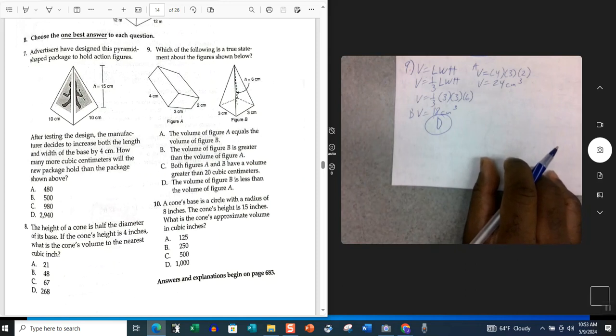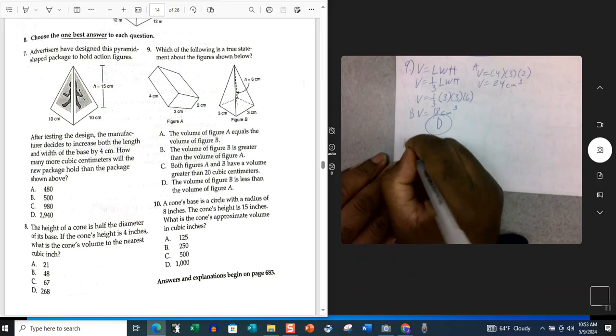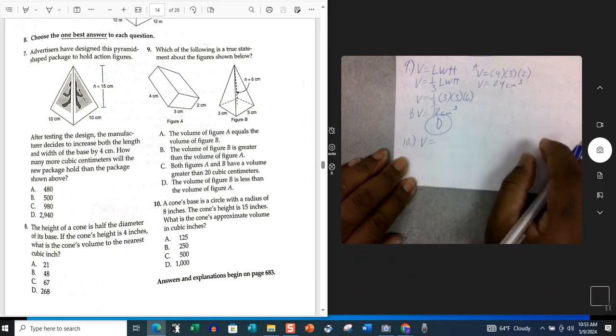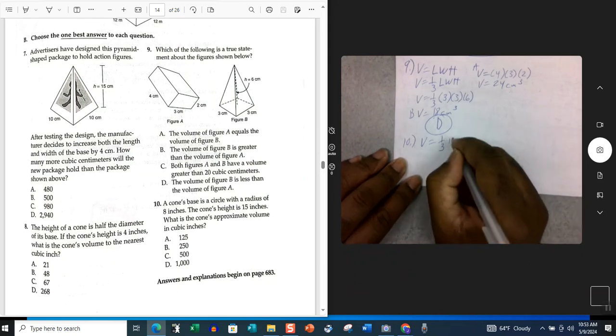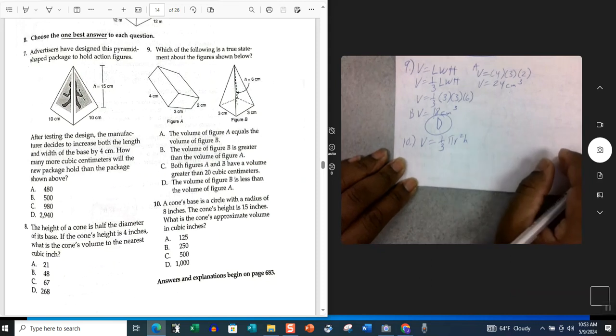Okay, now we go to 10. A cone's base is a circle with the radius of 8 inches. The cone's height is 15 inches. What is the cone's approximate volume in cubic inches? Okay, so for number 10, we have to do the volume of a cone with a circular base. So it'll be 1/3 times pi radius squared height.